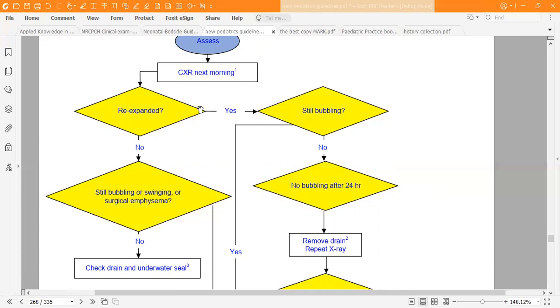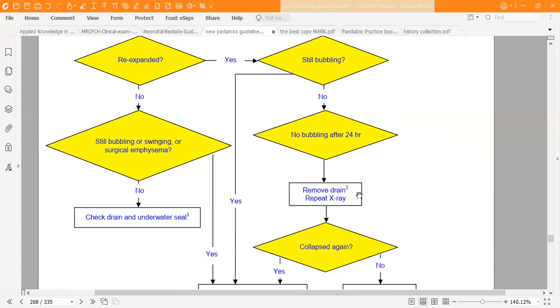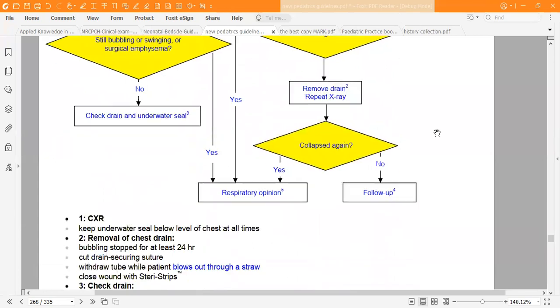The chest X-ray next morning is also very important. If you have found re-expansion of the lung, that's good, and if the underwater seal is bubbling, that means the tube is working and everything is going fine. If there is no bubbling after 24 hours, you will remove the drain, do a chest X-ray again, and check whether there's a collapse or not. So this diagram is very nice and clear.